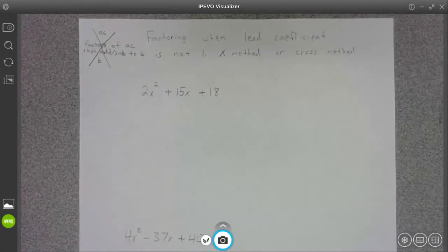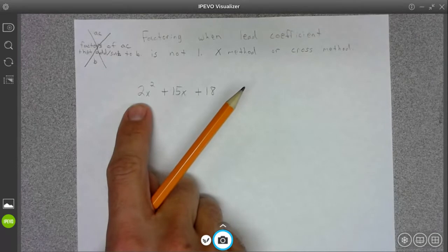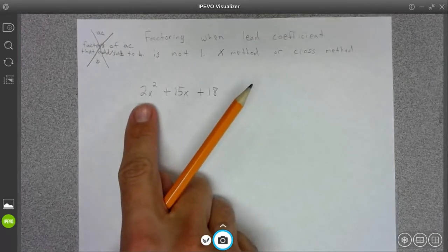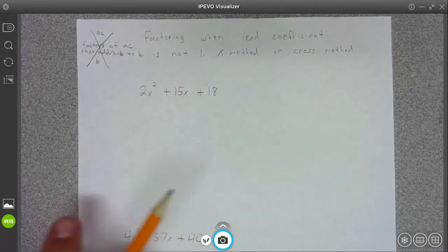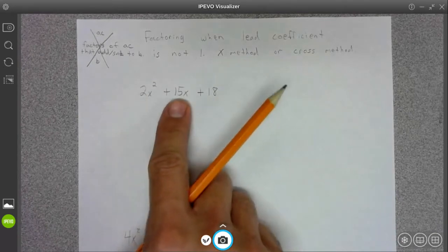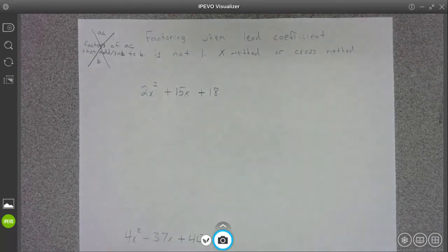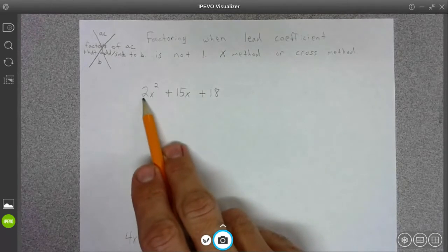All right, this is not easy. I'm just going to put this out there. This is going to get kind of annoying. All right, we're still factoring, but in this case, the lead coefficient is not a 1, and you'll notice there's no GCF, no greatest common factor. 2 goes into 18, but there's no number that goes into 2 and 15 and 18. So, 1, but 1 doesn't change anything. So this is factoring when the lead coefficient is not a 1.